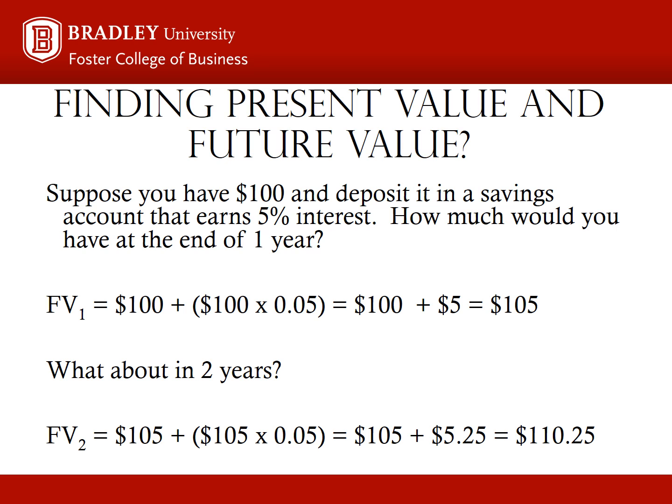So how exactly do we find present value and future value? Well, let's start with just a simple future value problem. Suppose you have $100 and you deposit it in a savings account that earns 5% interest. How much would you have at the end of 1 year? Okay, so you can see here that I've got the future value at the end of 1 year is equal to $100 plus, here's the interest, the 100 times the 0.05 that you're going to collect over the course of the year, so that by the end of the year you'll have $105. You have your $100 principal plus your $5 interest.